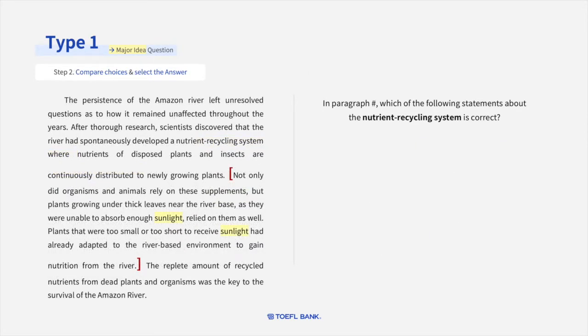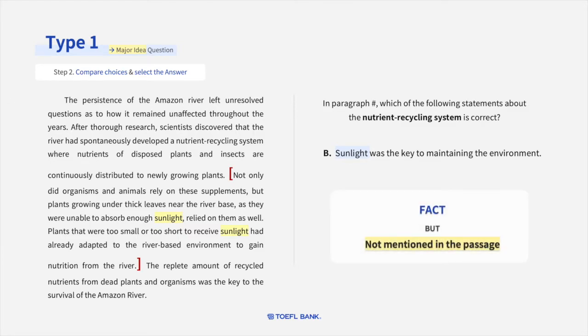B, C, and D are incorrect answers. B states, sunlight was the key to maintaining the environment. It's common sense that sunlight is key in maintaining the environment, but this fact was not mentioned in the passage. The only two sentences that mention sunlight also do not mention the importance of sunlight for maintaining the environment.